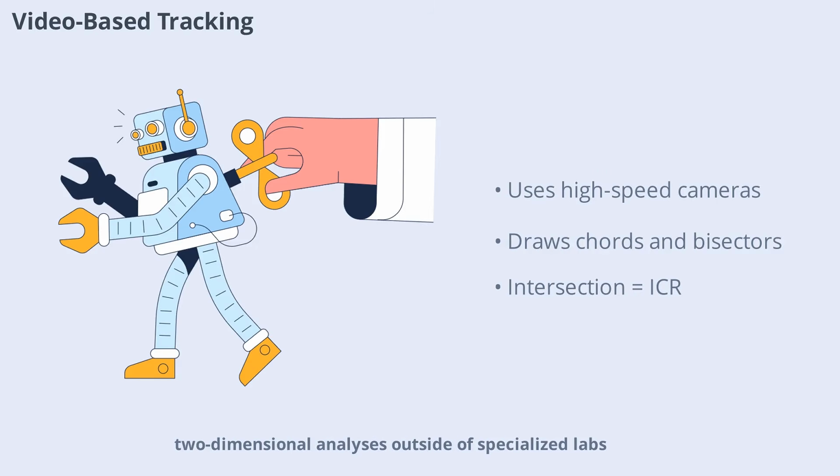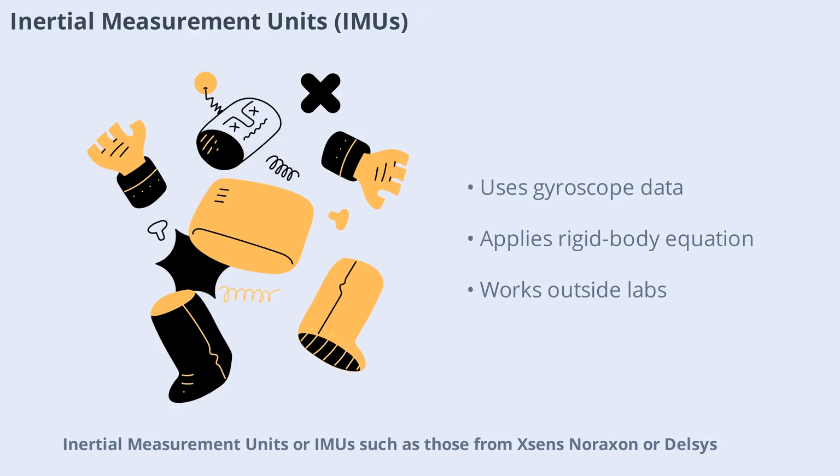Inertial measurement units, or IMUs, such as those from Xsens, Noraxon, or Delsys, offer another way to locate the ICR. These devices are placed on the thigh and shank to capture angular velocities using gyroscopes. By applying the rigid body equation v equals omega times r, researchers can solve for the position of the ICR. The advantage of IMUs is their ability to work in real-world environments, not just controlled laboratory settings.